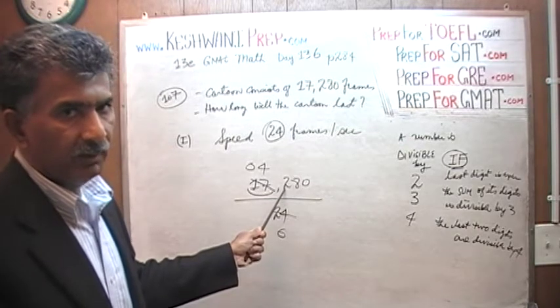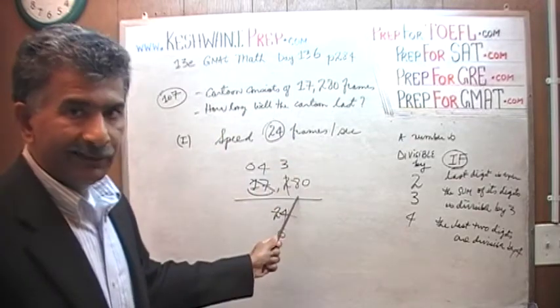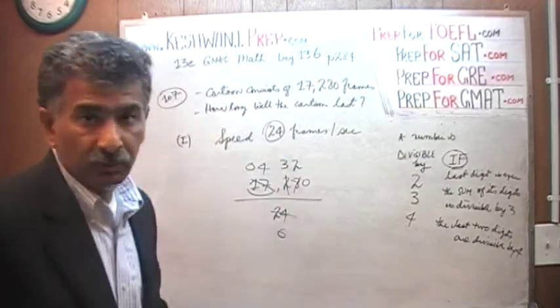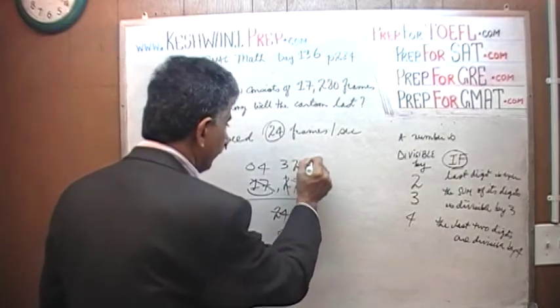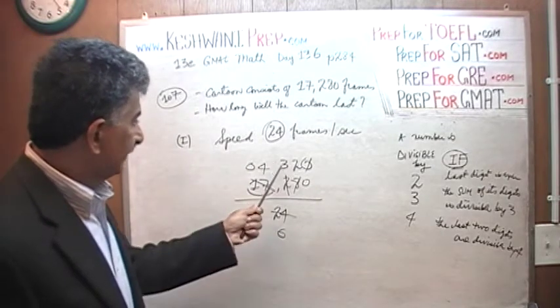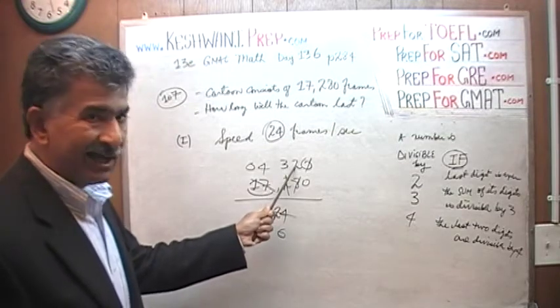How many 4s in a 12? 12 has 3 4s. How many 4s in an 8? 8 has 2 4s. And how many 4s in a 0? 0 has no 4s. Let's do one more time, top and bottom. I see 4 plus 3 plus 2: 4 plus 3 is 7, 7 plus 2 is 9.